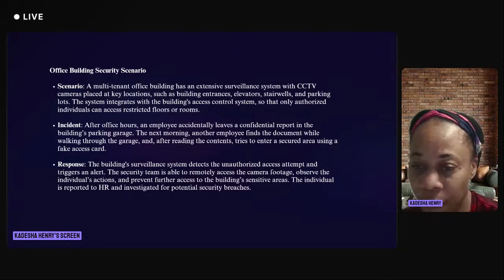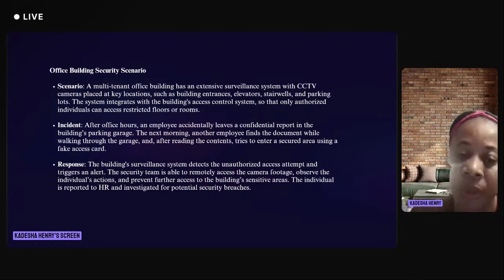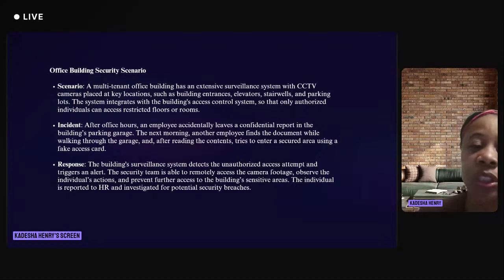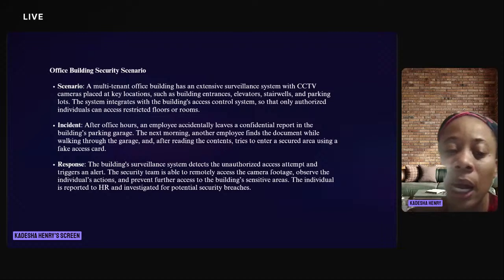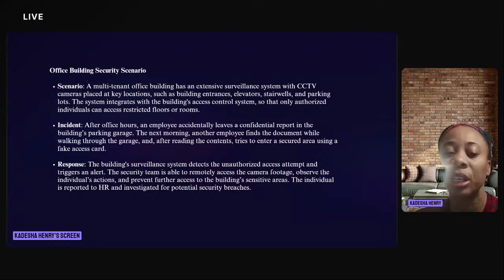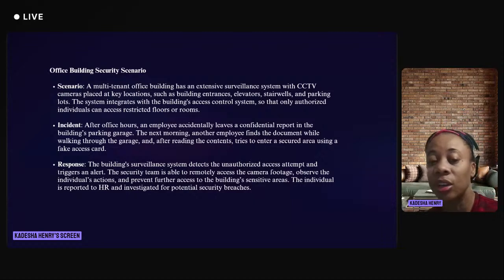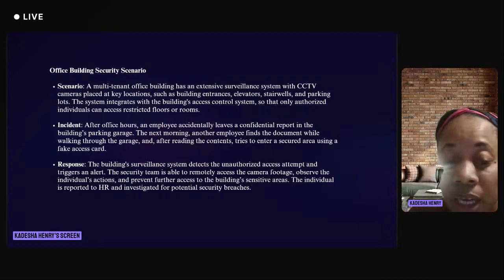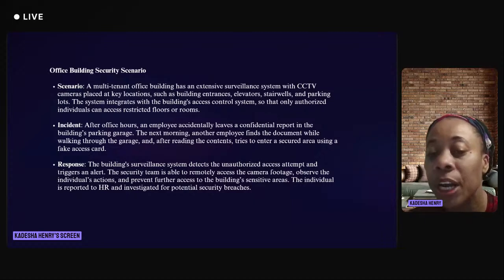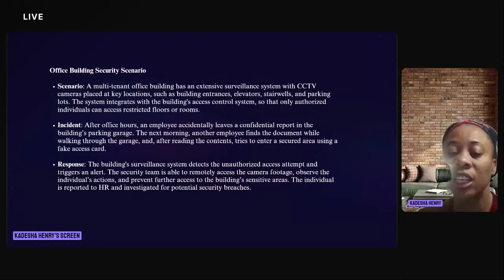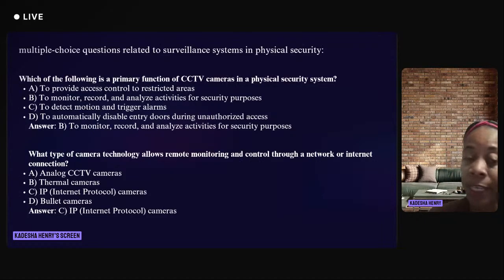The next morning, another employee finds the documents while walking through the garage, and after reading the content, tries to enter a security area using a fake access card. Response: the building surveillance system detects the unauthorized access attempt and triggers an alert. The security team is able to remotely access the camera footage, observe the individual's actions, and prevent further access to the building's sensitive area. The individual is reported to HR and investigated for potential security breach, right?